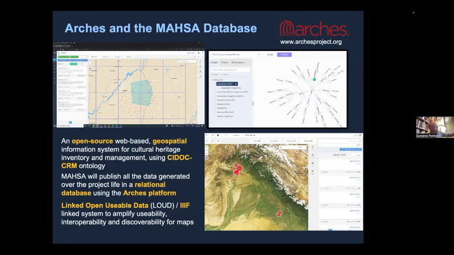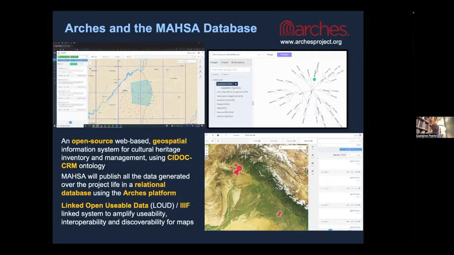And on the right-hand side at the bottom, you can see a little bit of what this database looks like in action. It uses maps. It uses dots on maps to show archaeological sites. The larger the dot, the more archaeological sites there are. At the moment, we haven't got a lot of data in the database, but it will be growing over time.